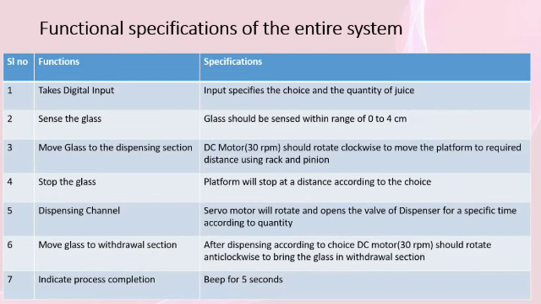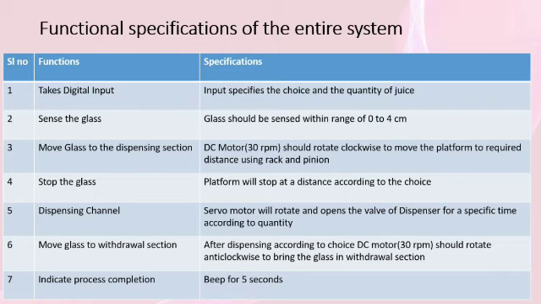Now the functional specification of the entire system. The functions here are: firstly, taking the digital input. The input specifies the choice and quantity of juice. Second, to sense the glass. The glass should be sensed within a range of 0 to 4 cm. Third, moving the glass to a dispensing section. The DC motor should rotate clockwise to move the platform to the required distance using the rack and pinion method.